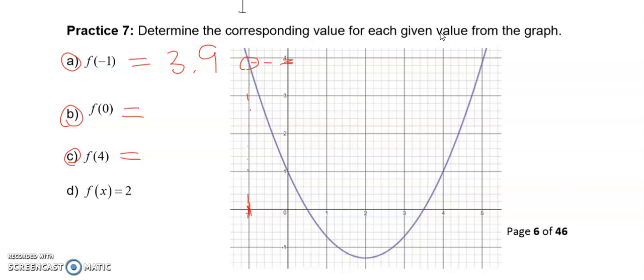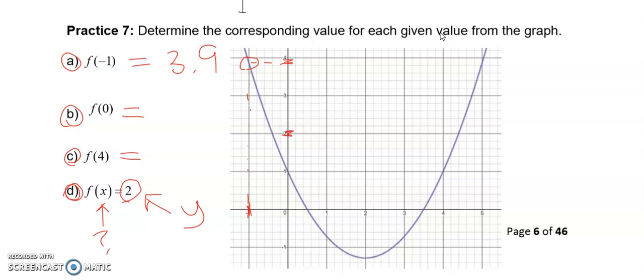Now, D is a little bit different, though, okay? In D, they're not giving you the x value. In this case, the 2 is actually the y value. And you have to look carefully at your graph and find out, what is x when y is equal to 2? So you would locate 2 on your y-axis. Let me see, where's 2? Right there, look at that. See that? On the y-axis.